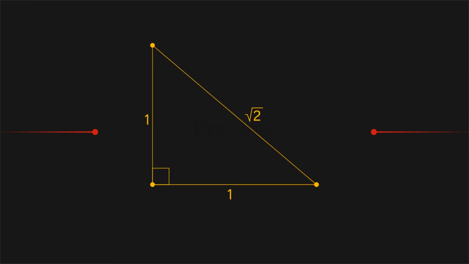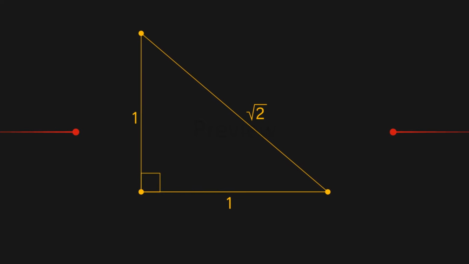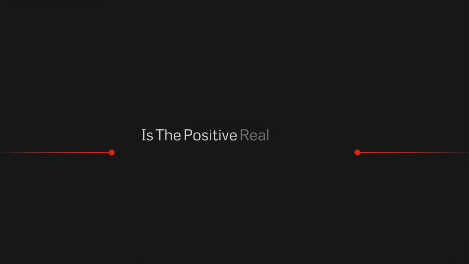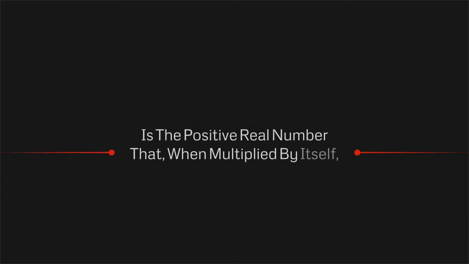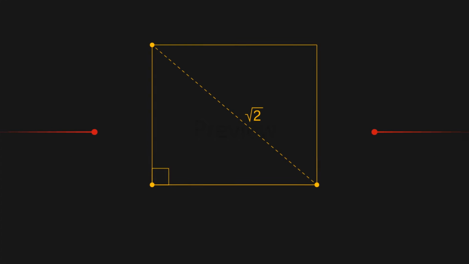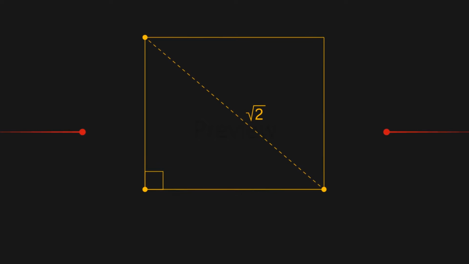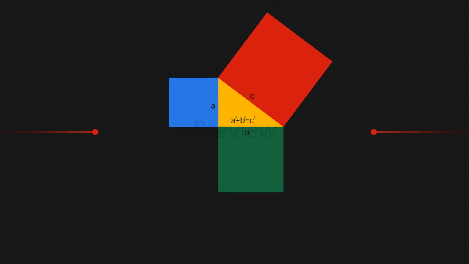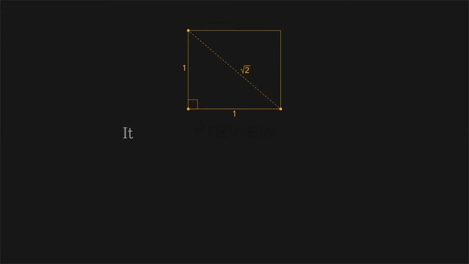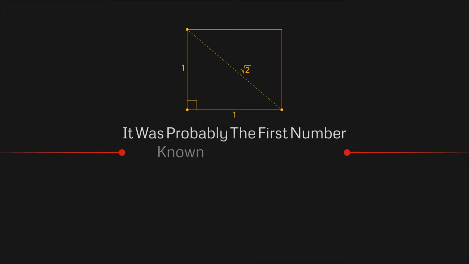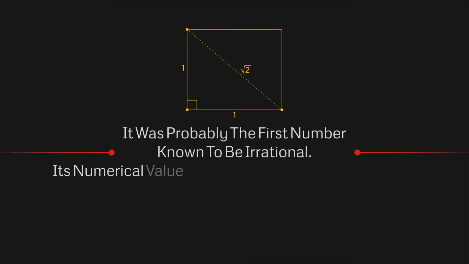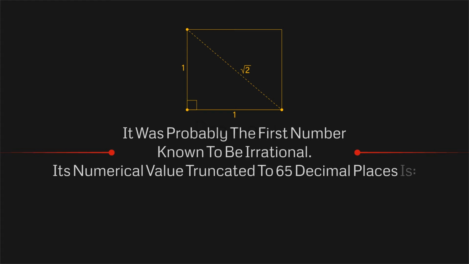The square root of 2, also known as Pythagoras constant, is the positive real number that, when multiplied by itself, gives the number 2. Geometrically, the square root of 2 is the length of a diagonal across a square with sides of 1 unit of length. This follows from the Pythagorean theorem. It was probably the first number known to be irrational. Its numerical value truncated to 65 decimal places.